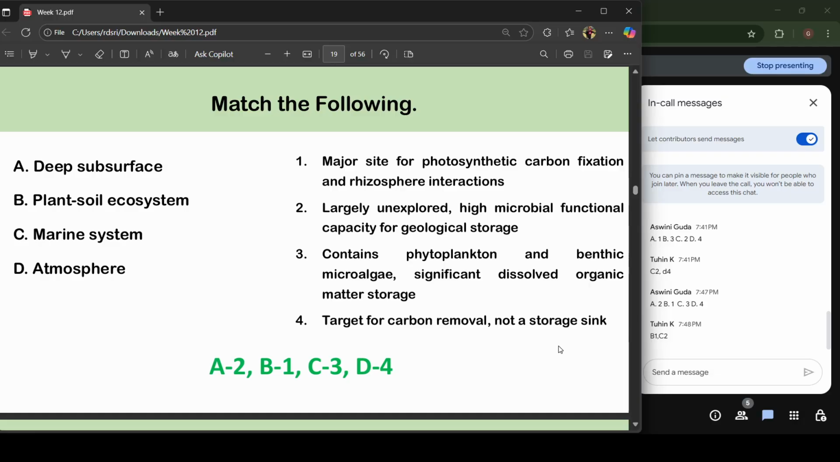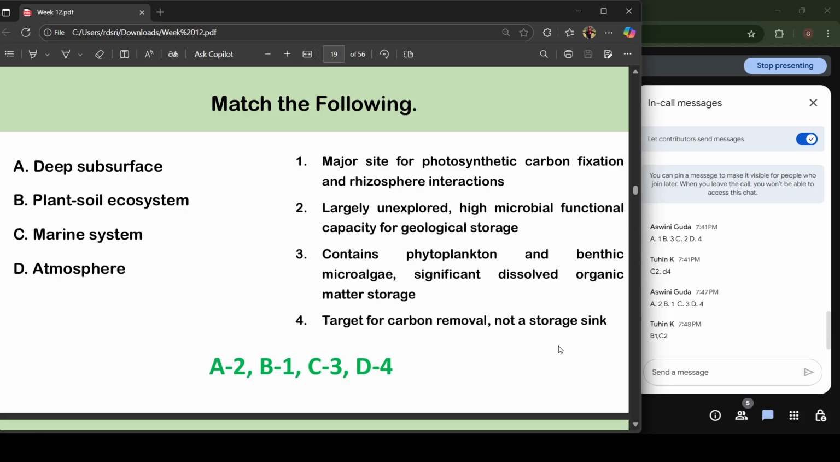When we talk about this plant soil ecosystem, obviously there is a term called rhizosphere interaction here. So only out of these four options, only the plant soil ecosystem is going to have this rhizosphere interaction. And photosynthetic carbon fixation, again we map it to plants. In case of marine systems, marine systems contains phytoplankton. So phytoplankton, by the name itself you can identify that we are talking about some kind of an aquatic system, right? And the only aquatic system that we find here is the marine system.